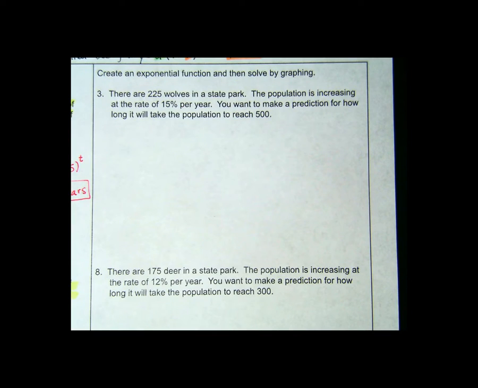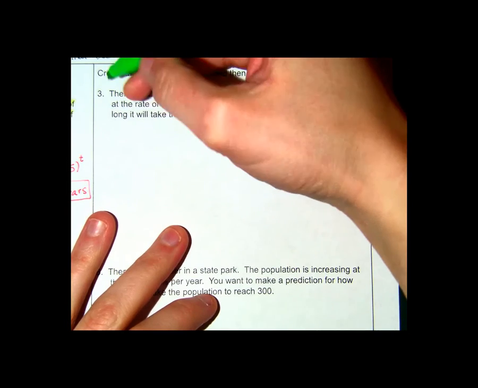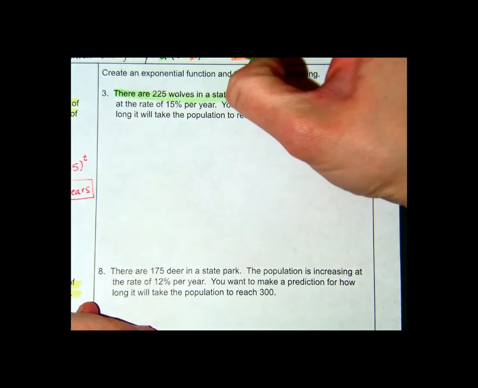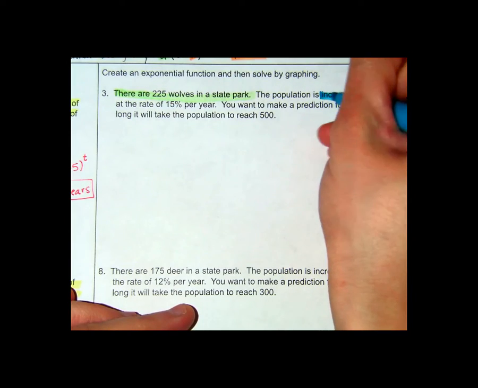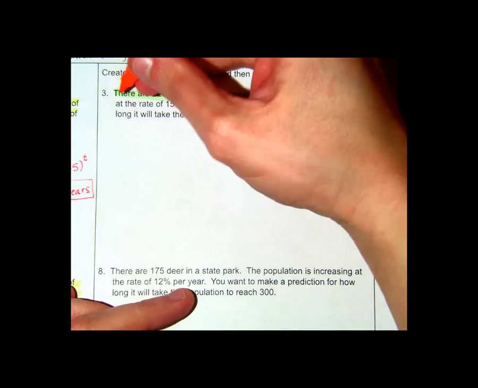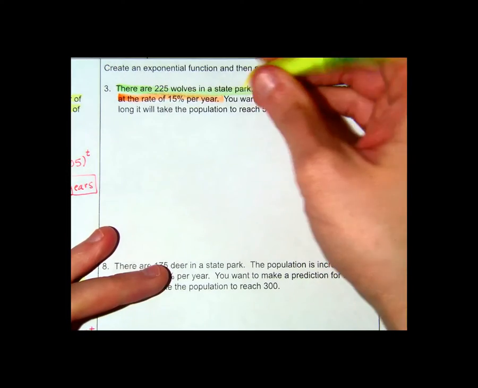Number 3. There are 225 wolves in a state park. There's our beginning location, 225 wolves. All of these seem to have to do with wolves right now. The population is increasing. Still growth. At the rate of 15% per year. These are growing a lot faster, 15%. How long will it take the population to reach 500?